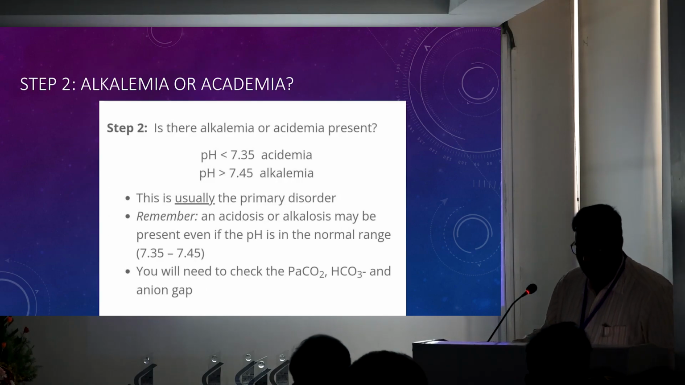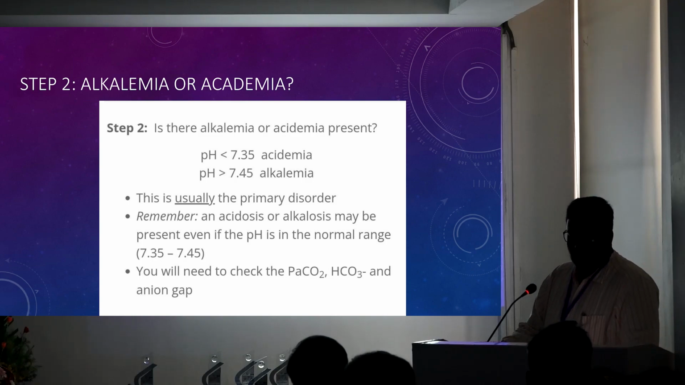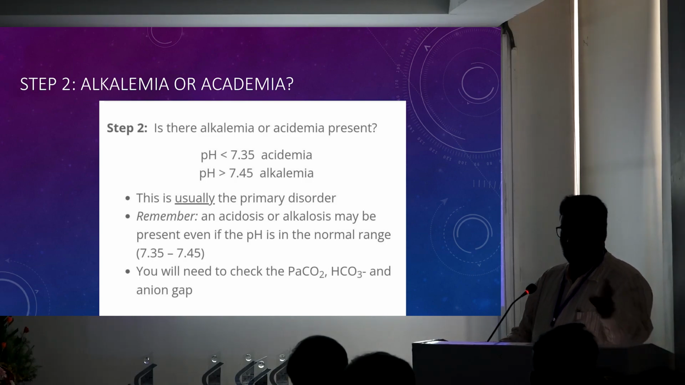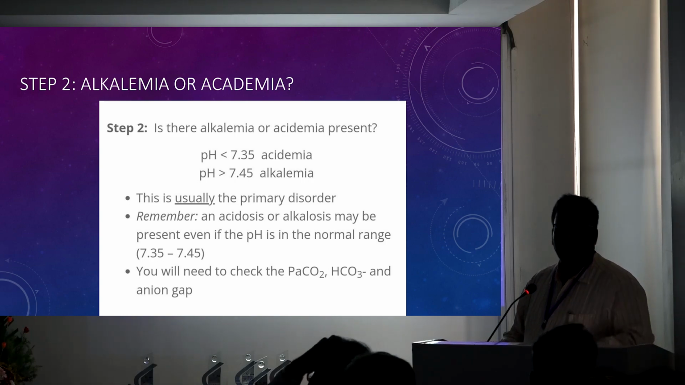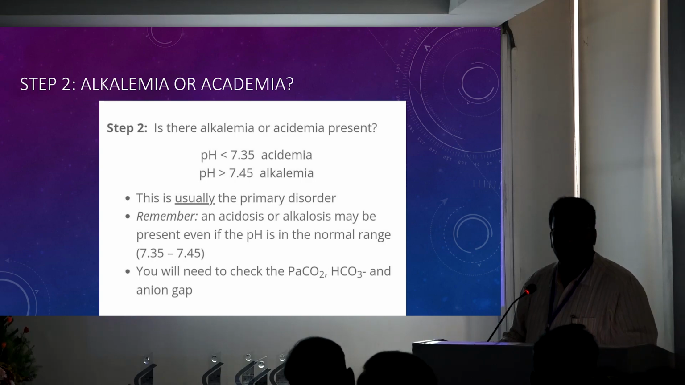Once this step is done, we move on to the next step. If it is valid, we move on to the next step. If it is not valid, we send for a repeat sampling and recalibrate the machine as well, because machine calibration is also very necessary while doing an ABG.